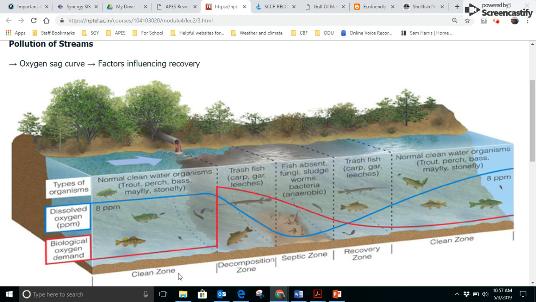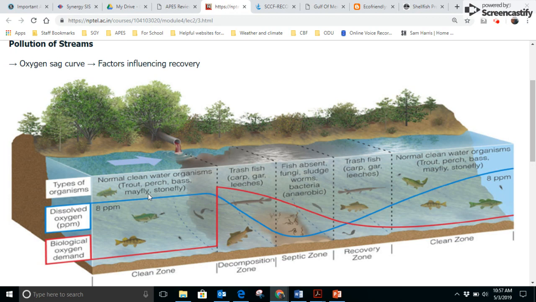So we have these zones here. We have the clean zone. That's going to be upriver from this waste. And we have a lot of happy fish. Notice you see trout, perch, bass. They are indicators of lots of dissolved oxygen because they need a lot of oxygen to live.